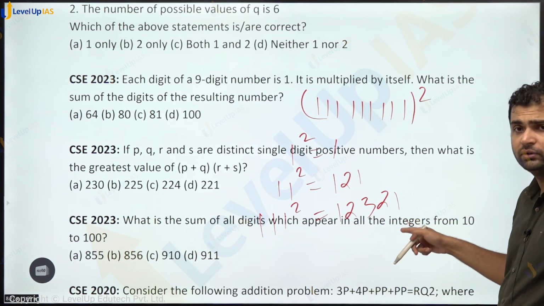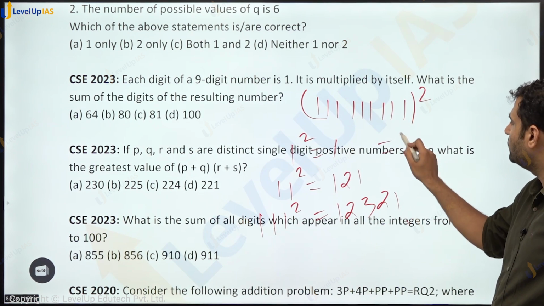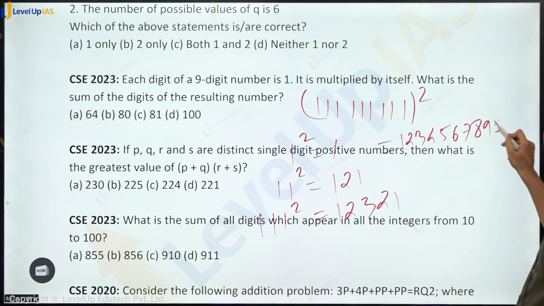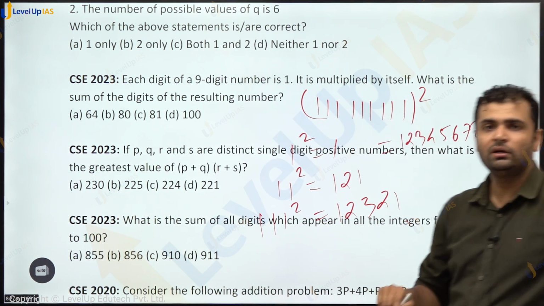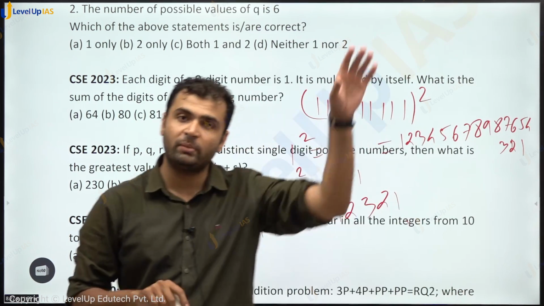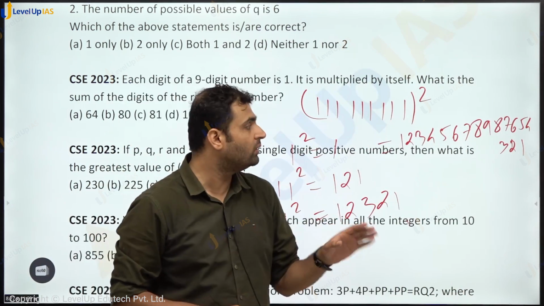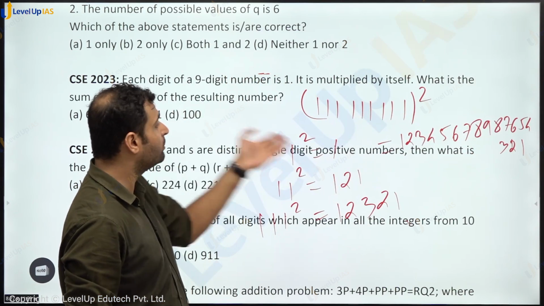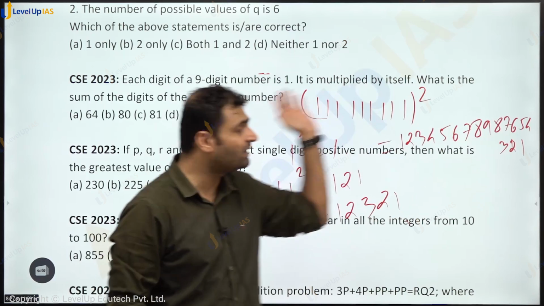Going up to 3 and then coming down, so what will be its square? 1 2 3 4 5 6 7 8 9, then 8 7 6 5 4 3 2 1. This is the square of this number. You can verify on calculator, you can verify by solving anything you want, but this is the square. Now just count. Now just find the sum of the digits, add all the digits and you will get the answer.